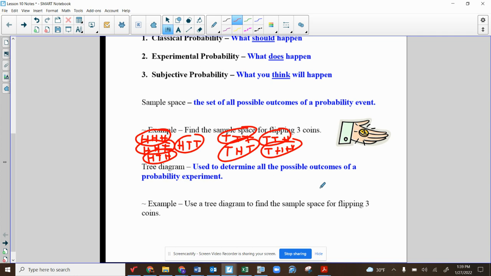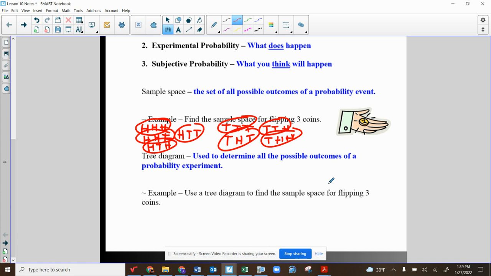Now I just worked through it and figured it out. Well, sometimes that's a little easier said than done. So another thing that you could do is do a tree diagram. And you could say, all right, the first time, I'm going to flip the coin. I could get either heads or tails. Off of each one of those, I could get either heads or tails. And then off of each one of those, I could get heads or tails.